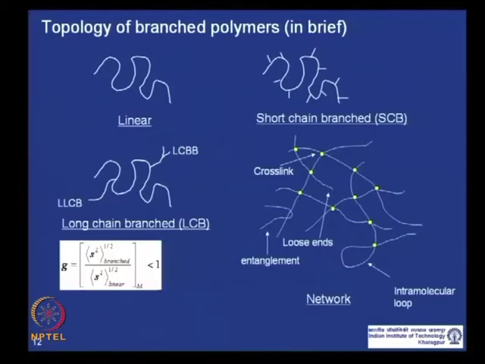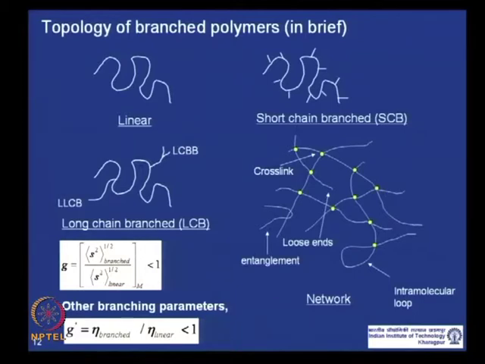How do you characterize or define the parameter that describes the branching? Obviously, for the same given molecular weight, because of the branches, the radius of gyration of the branched polymer will be lower than the linear, as you can expect. So this g would be lower than one. If you can calculate these two, you can get the extent of branching. The lower the value of g, the higher the extent of branching.